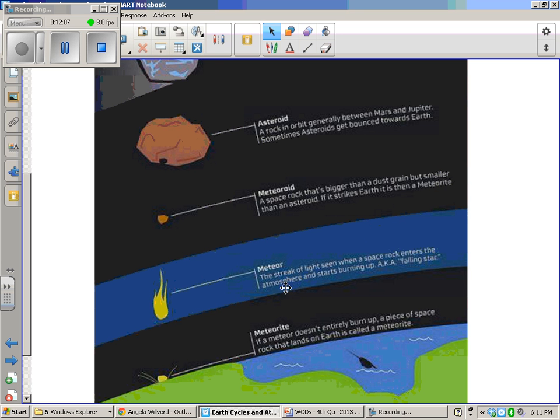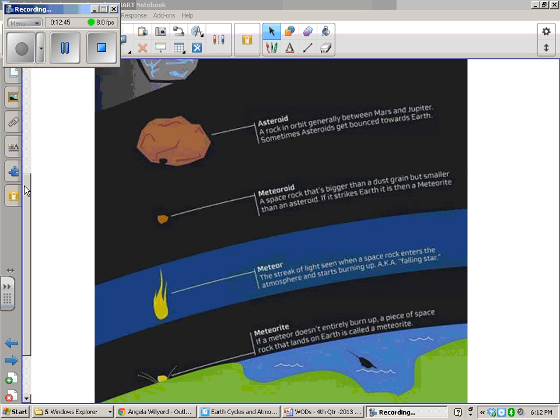Okay, now a meteor, that's a streak of light seen when that space rock enters the atmosphere and starts to burn up. You might see it and call it a falling star or a shooting star. And so if you see that, that's that meteoroid that's burning up. And at that point, when it's on fire and burning up, you call it a meteor. And of course, if that meteor doesn't entirely burn up, or there's a little piece of that meteoroid that gets through, when it hits Earth or lands on Earth, then it is called a meteorite.